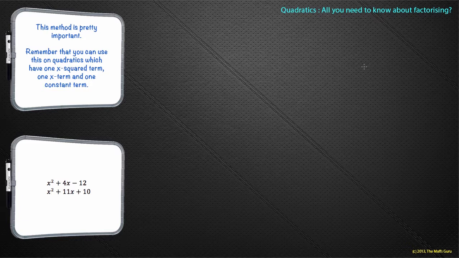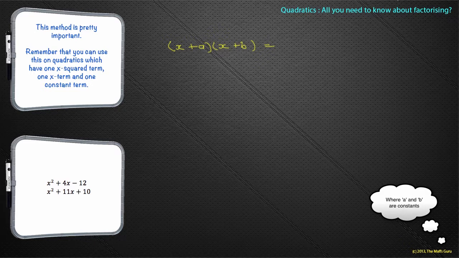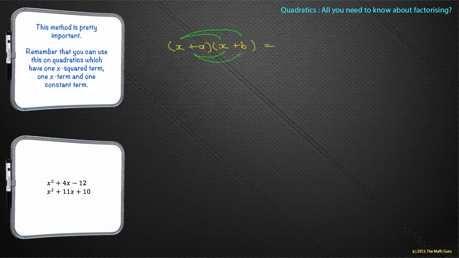We'll start with a bit of theory, and we'll go, well, if I have something that once it's been factorized looks like x plus a, x plus b, what would that look like if I FOILed it? Well, we know what FOIL means. We do first times first, first times second, second times first, and second times second. So x times x is x squared. x times plus b is plus bx, plus a times x is plus ax, and a times b is plus ab.